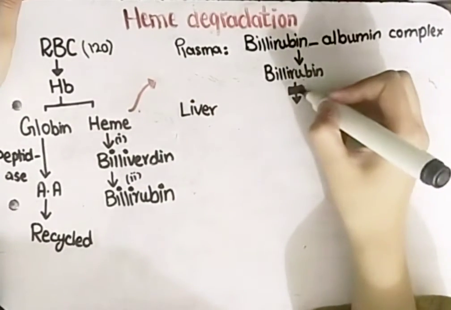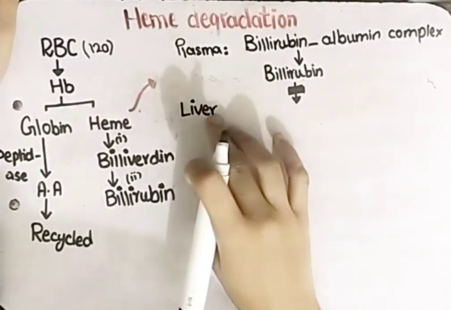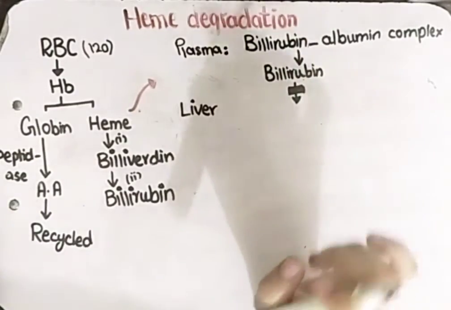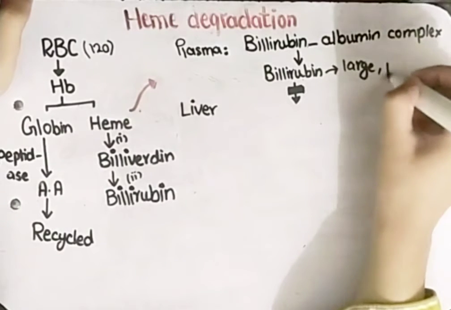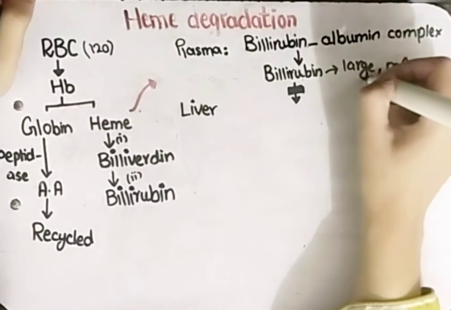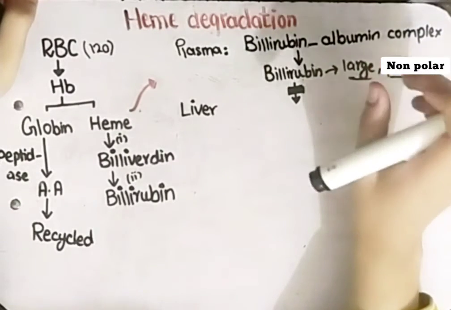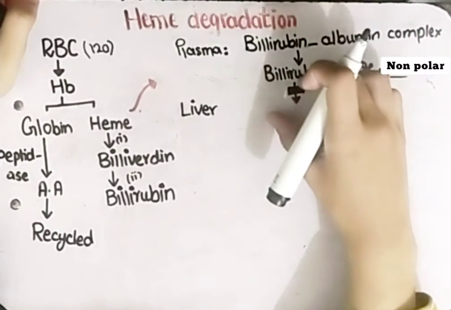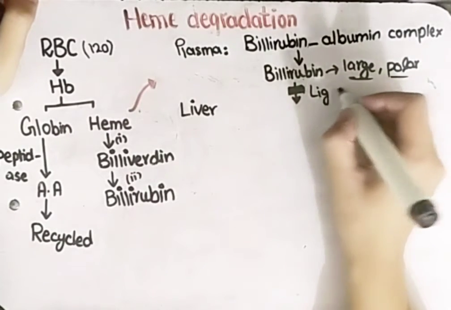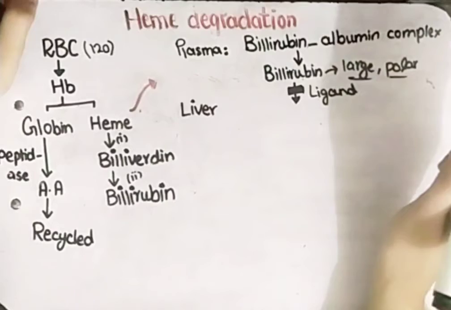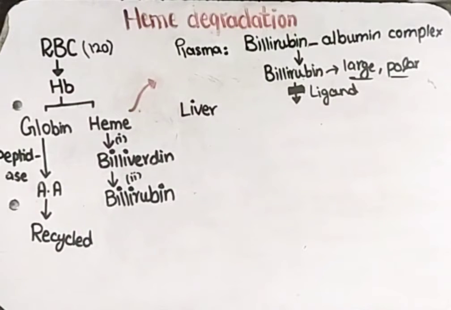As you know, this bilirubin is unconjugated and fat soluble, so it can easily cross the cell membrane of the liver, because the cell membrane is also made up of a phospholipid bilayer. But the problem is that this bilirubin is a large and polar molecule. For large and polar molecules, we have only one kind of transport mechanism, which is facilitated diffusion. So we need some kind of carrier protein to transport this bilirubin into the liver from the plasma, and that plasma protein is ligandin.